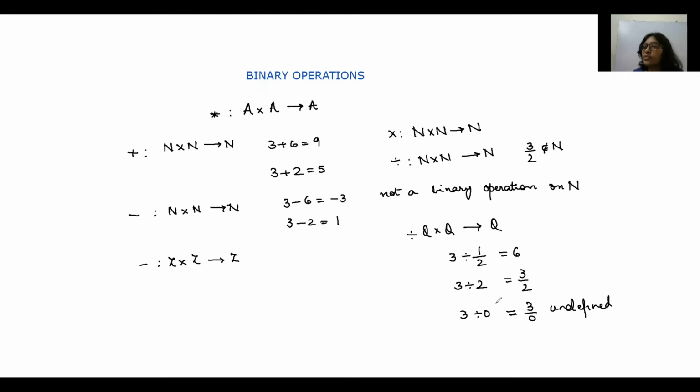So division on rational numbers is not a binary operation. It can be made a binary operation if we change the set to rational numbers minus 0. Then even for real numbers, the same thing. If we eliminate 0 from real numbers, then it will become a binary operation. So binary operation means that we simply have to combine the two terms given the operation and the answer should come in the same set.